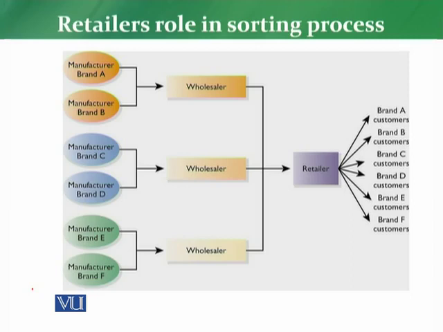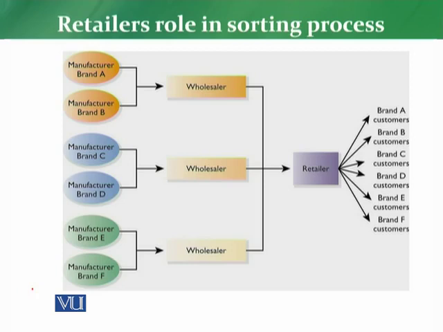Let me give you some other examples also. We have in the list manufacturer of brand C, brand D, and E and F as well, which means there can be multiple manufacturers. For example, one manufacturer can be of beverages, one of juices, one maybe of grocery, and one of oil.